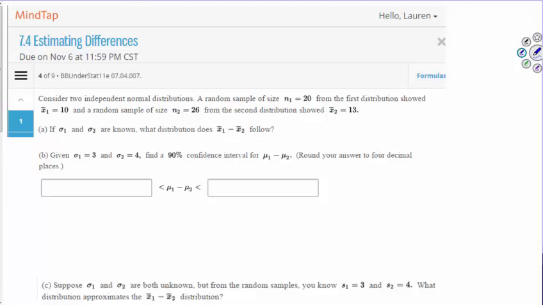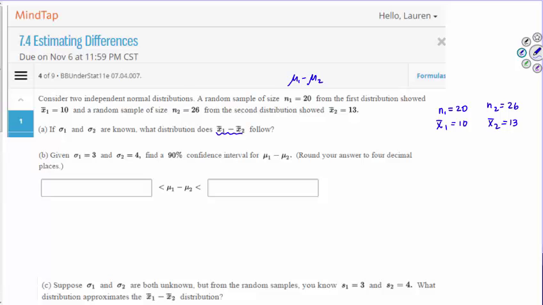In this example, we really examine what the population standard deviation has to do with the confidence interval. So we're given some basic information, no application here. The size of the first sample is 20, the mean of the first sample is 10, the second sample has a size of 26, and the second mean is 13. We're constructing confidence intervals on the difference between the two means, and we're trying to infer what's happening in the difference between the population means.